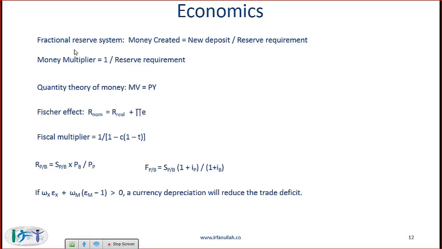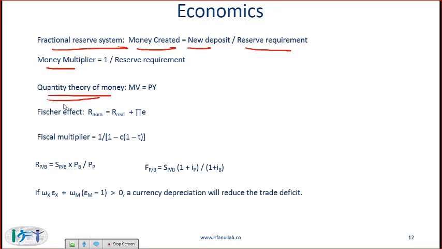When we talk about money creation and the fractional reserve system, the money created is when you deposit. So the amount of the deposit divided by the reserve requirement. So the money multiplier is 1 over the reserve requirement.